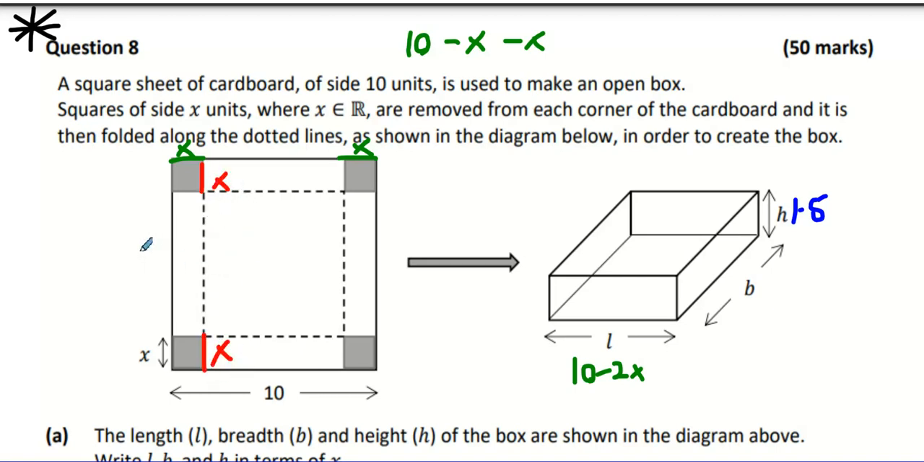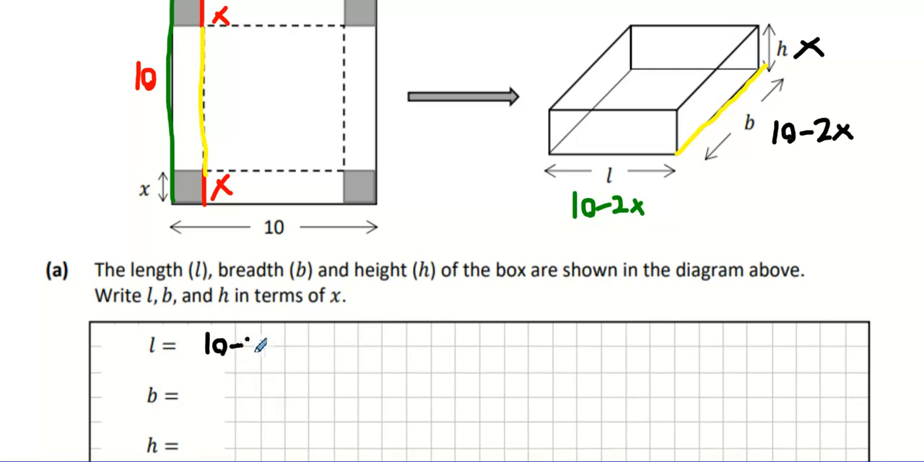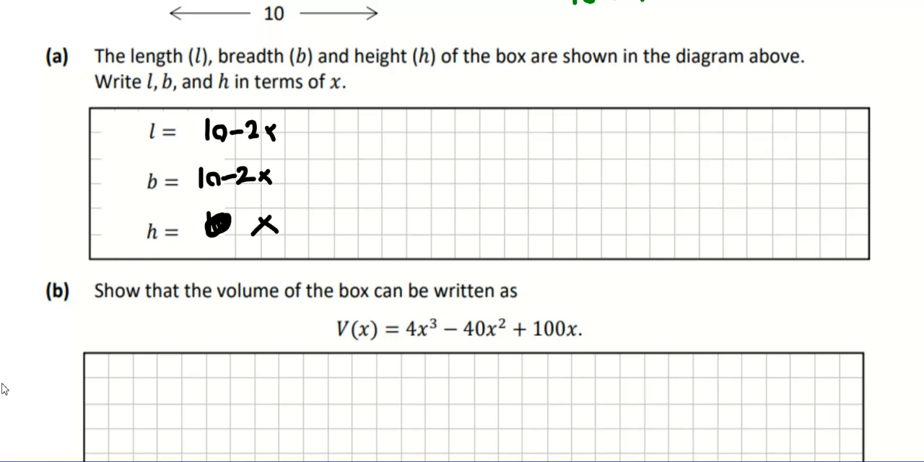And then you're going to get your distance of 10, which is from here all the way down to the bottom. The full length is 10, but then you've got to take away the two x's to find out what the yellow length is. Which is this length here. And once again, it will quite simply be 10 minus 2x. And this is for a height of x. All right. So 10 minus 2x, 10 minus 2x, and the height is quite simply x. Okay, show that the volume can be written like this.